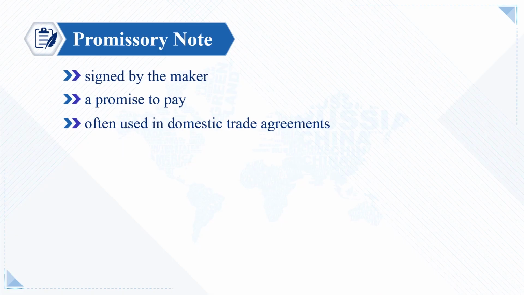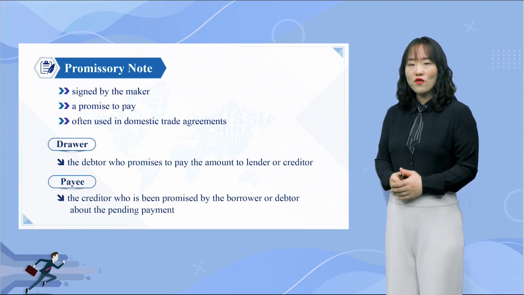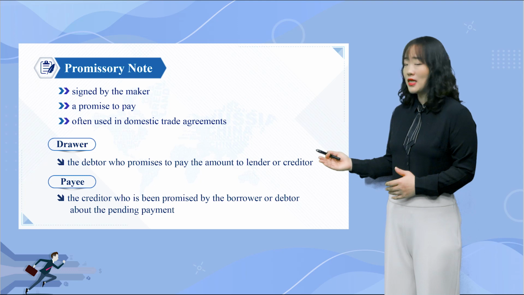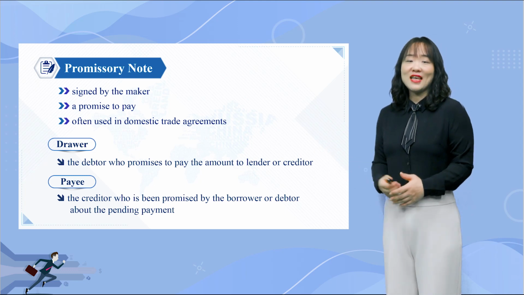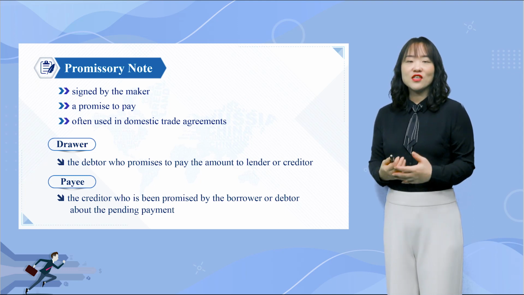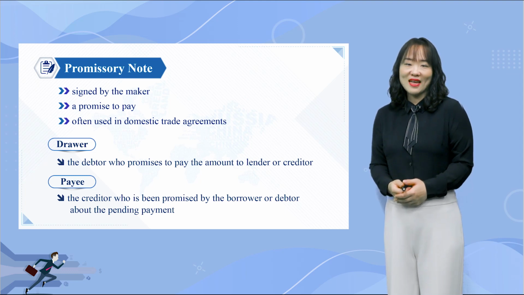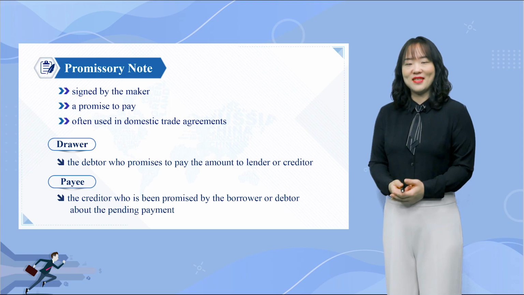The most important feature of a promissory note is that once it is drawn by the debtor, it need not be accepted by the creditor. Only the drawer and payee are involved in the promissory note. The drawer is the debtor who promises to pay the amount to the lender or creditor. The payee is the creditor who is being promised by the borrower or debtor about the pending payment.